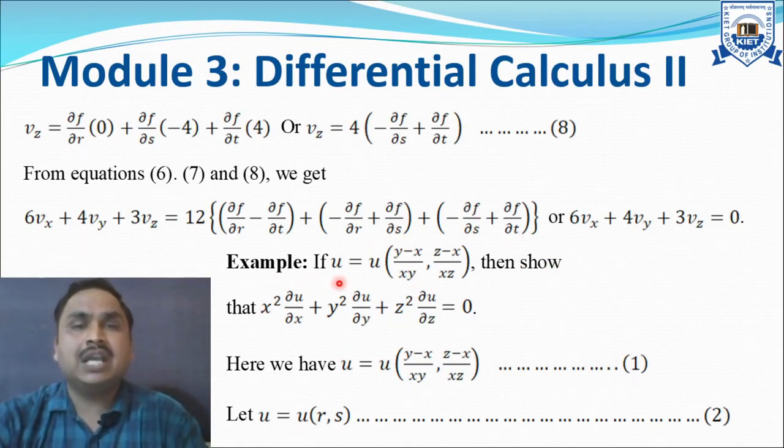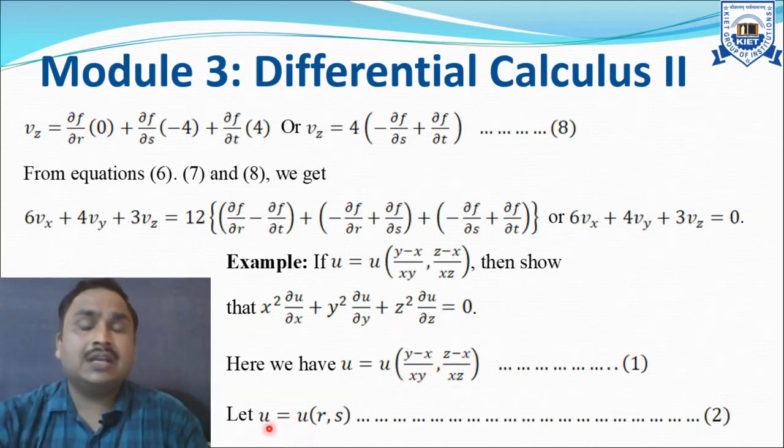Next example: if u equals a function of (y minus x over xy, z minus x over xz), then show that x square del u by del x plus y square del u by del y plus z square del u by del z equals 0. Here we have u equals a function of y minus x over xy, z minus x over xz.